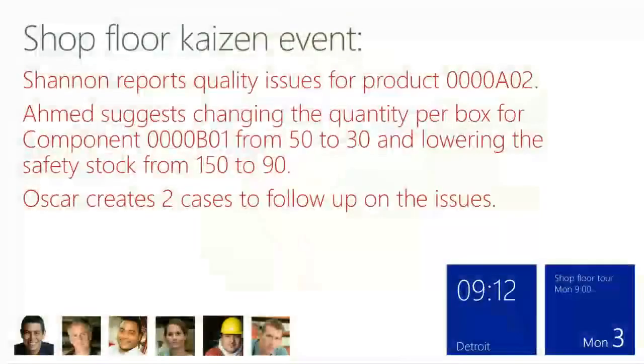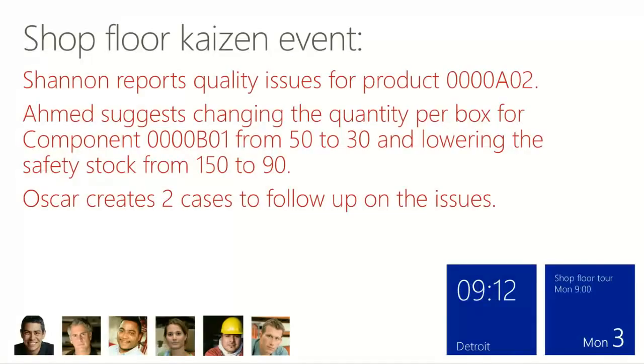So the next step on the shop floor tour is that they're actually holding a Kaizen event. They actually, together with Shannon and Ahmed, review the latest production days. So this is where Shannon reports quality issues for a certain product that have occurred. And finally, Ahmed suggests that we should actually change the quantity per box for component B01 from 50 to 30.